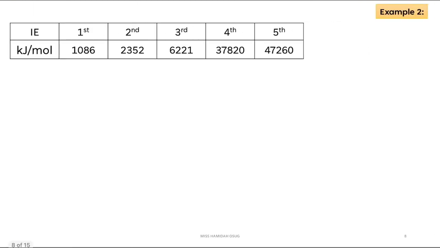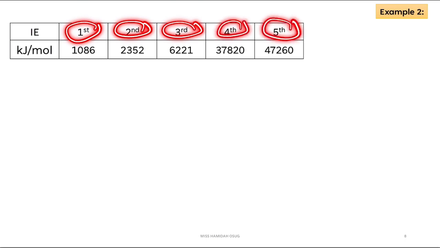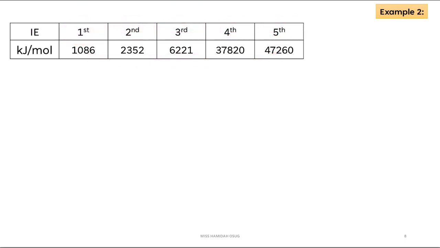Now let's take a look at example 2. As you can see there, the first, the second, the third, the fourth and the fifth are the successive ionization energies for an element. As we look closely, there is a drastic increase in ionization energy between the third and the fourth ionization energy. Meaning to say, the third electron is the last valence electron to be removed, and the fourth electron is located in the inner shell.